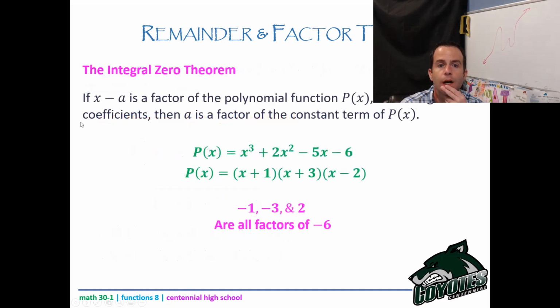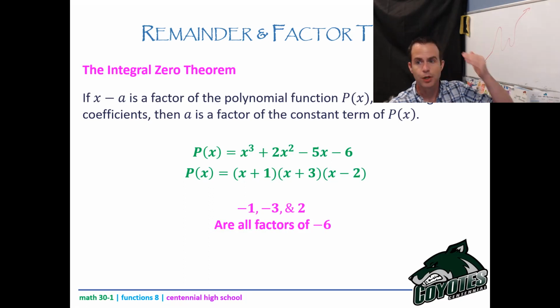Okay, the integral zero theorem is just a fancy way of saying if I'm trying to find that first factor, I look at factors of the constant term, okay? So if x minus a is a factor of the polynomial function p of x with integral coefficients, integral just means integers, by the way, then a is a factor of the constant term. So for instance, in this one here, I have a -6 on the back. Well, I'm not even gonna try p of 5 then, because 5 is not a factor of -6. I would only try factors of the constant term when I'm going through that p of 1, p of -1, p of 2, p of -2, okay?